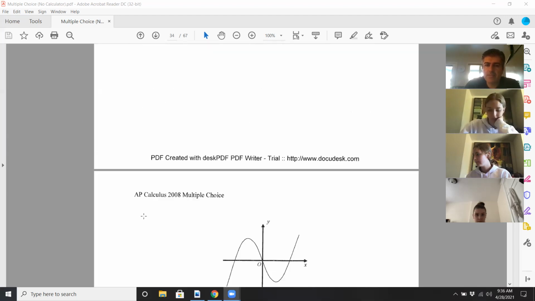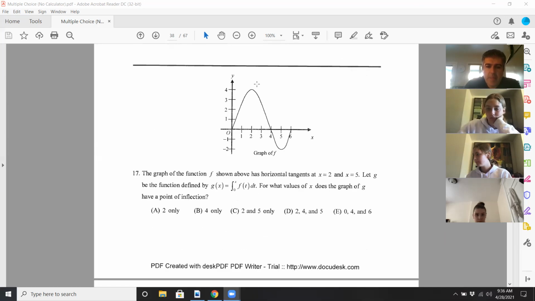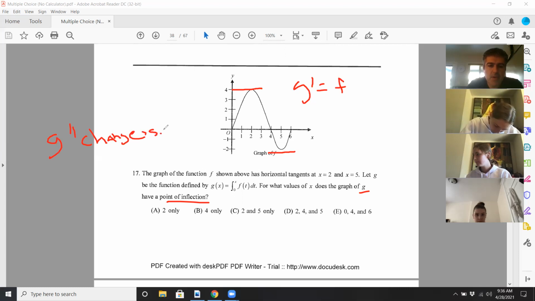Now 17. Again, we want to establish that G prime equals F. And by the way, it's multiple choice, so it's not like you're getting partial credit here. You're totally on horizontal tangents for the graph of F at 2 and 5. You want to find points of inflection for G. Now remember, points of inflection happen when G double prime changes sign, or when F prime changes sign.